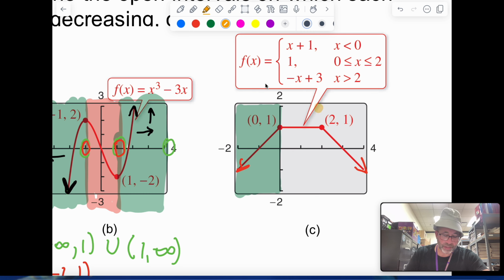We've got it constant in this region, and then we've got it decreasing in this region, okay? So 3 separate areas there.